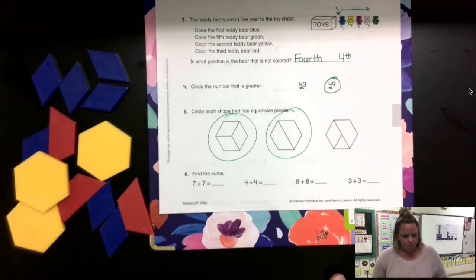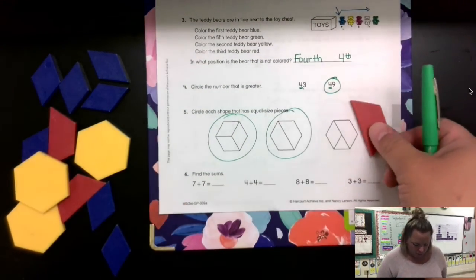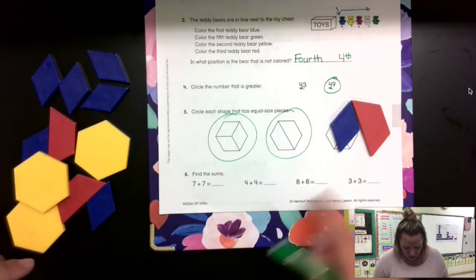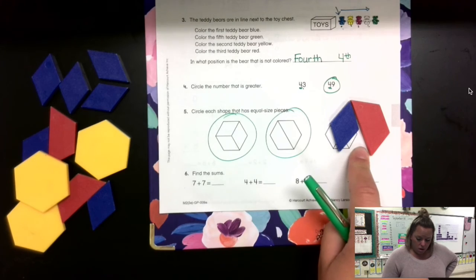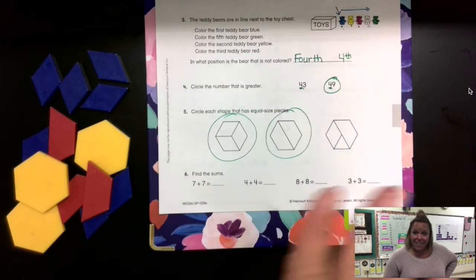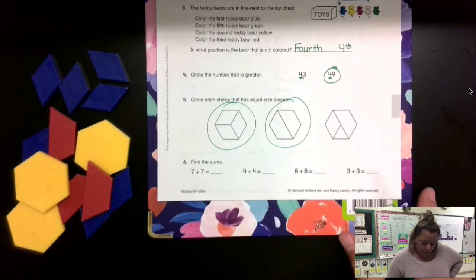What about this one? Are those equal size pieces? Look at this and this and a triangle. Are those all the same? No. So I cannot circle that one. Just leave it alone. Number 6, find the sums.